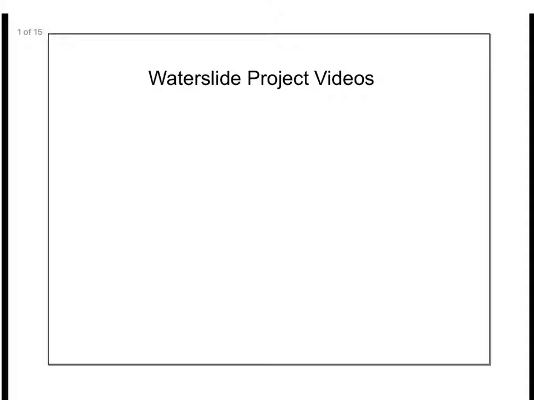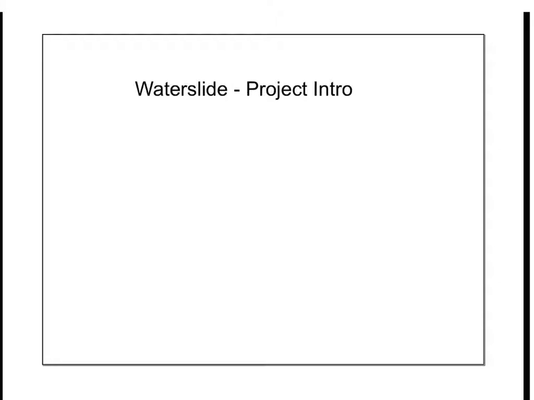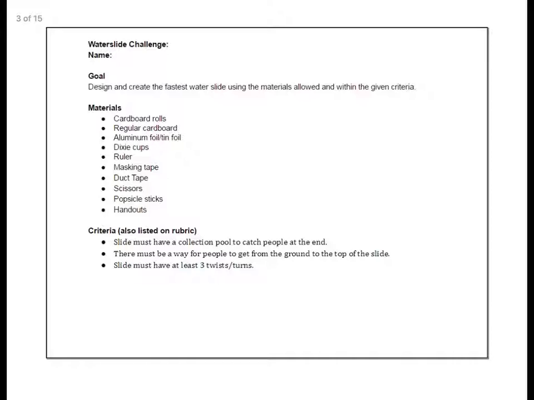Hello, this video goes over an introduction for the Waterslide project if you are choosing to do this as one of your projects for 6th grade integrated sciences. Okay, so the place you're going to want to start is the project introduction. It looks like this. So the top says that the goal is to design and create the fastest water slide using the materials allowed and within the given criteria.